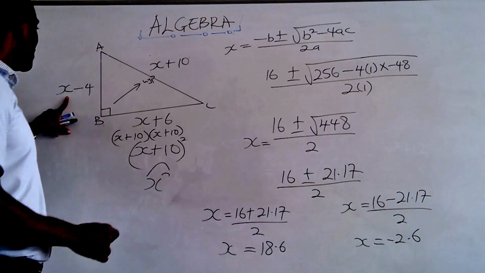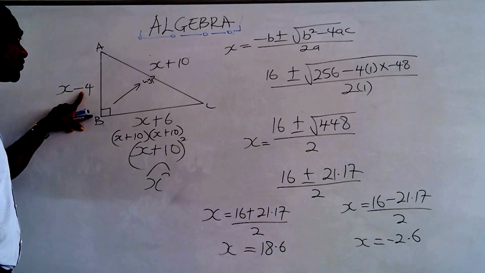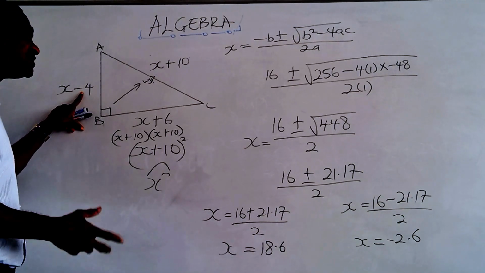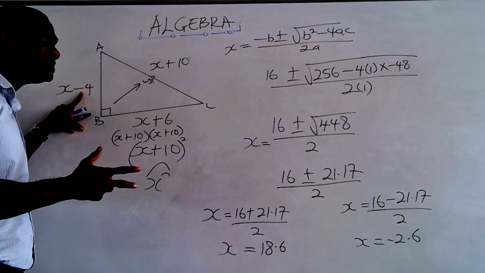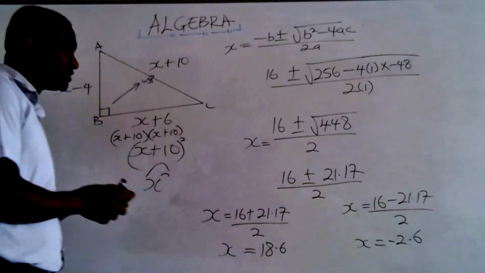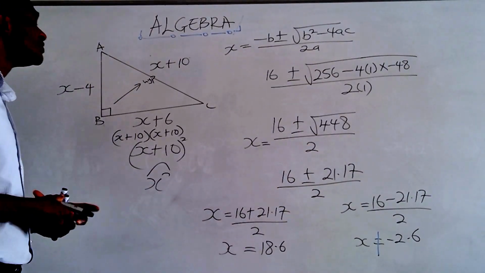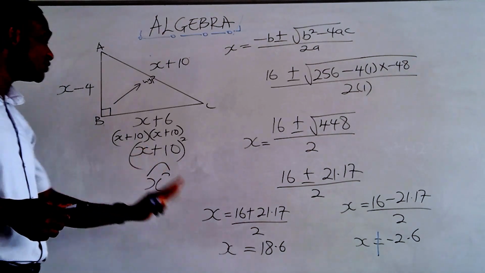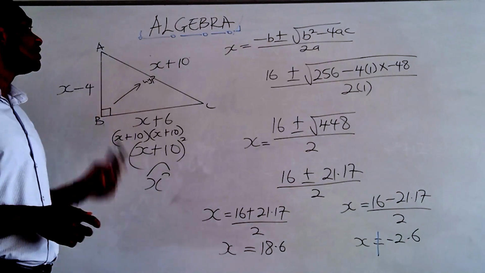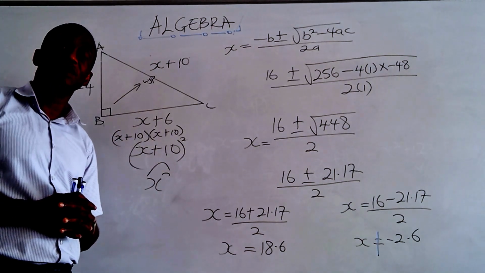The first thing, let's check from this negative. If I have negative 2.6, minus 4, that becomes negative 6.6. It means that our answer cannot be negative 2.6 because we cannot have a negative length. So this will not be valid. We must reject the one that is not valid. So x can only be 18.6 for this triangle and the dimensions given in the triangle to be valid.